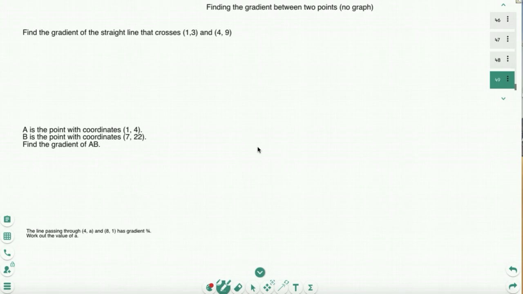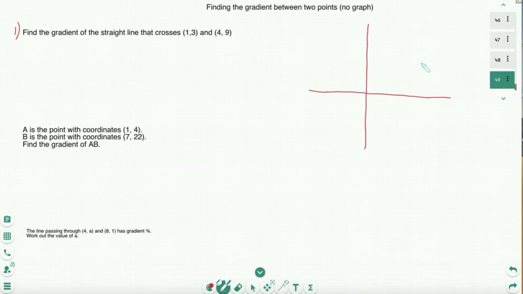Finding the gradient between 2 points without a graph. So let's look at this first problem. Find the gradient of the straight line that crosses the coordinate 1, 3 and 4, 9. Unfortunately for us here, we've not actually drawn a graph and labeled the coordinates. So one way we could solve this problem is to just draw a sketch.